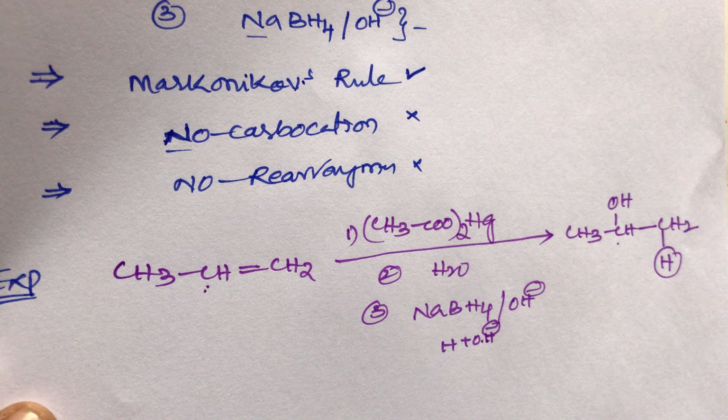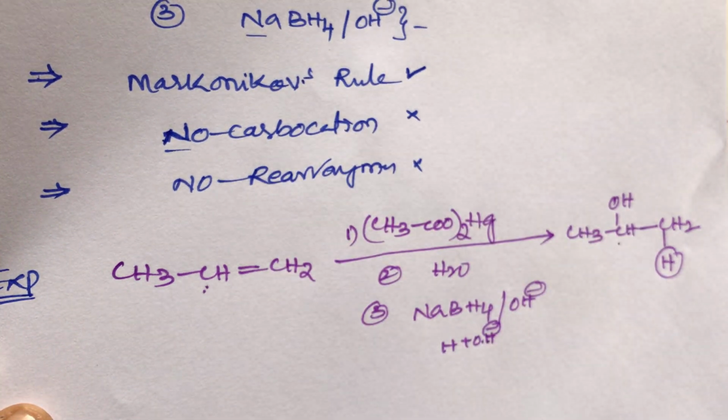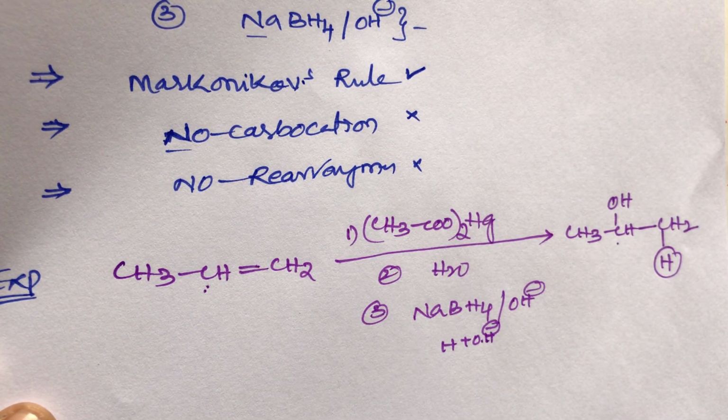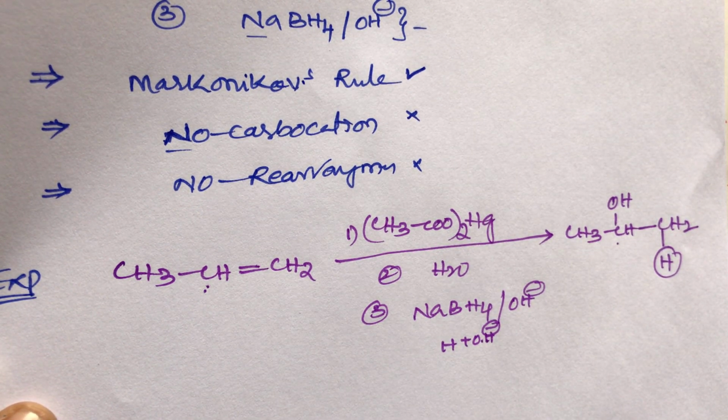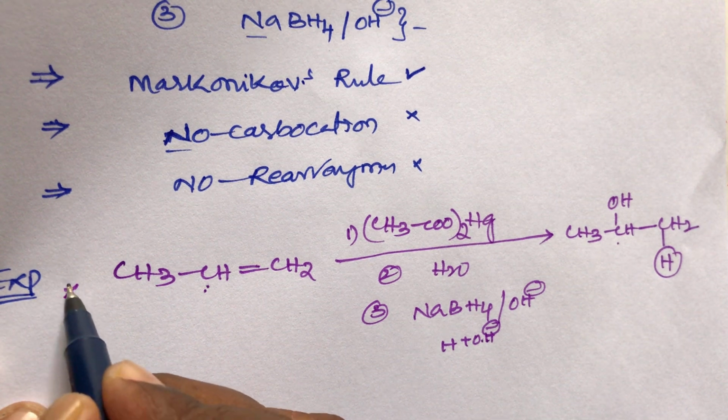The first step is oxymercuration. The reagents used are mercuric acetate and water. And the demercuration reagent is sodium borohydride. What is the role of sodium borohydride? It supplies only hydride, H minus. This is a simple trick, student.